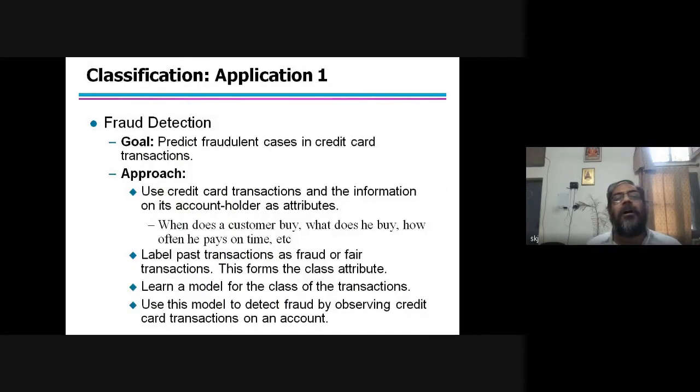Here one example is shown of how the problem is formulated. That is, if we have to deal with a problem, what can be the possible approach? Suppose fraud detection. The goal is to predict fraudulent cases in credit card transactions. What is the approach? Use credit card transactions and information on the account holder as attributes. So we are taking transactions and account holder information.